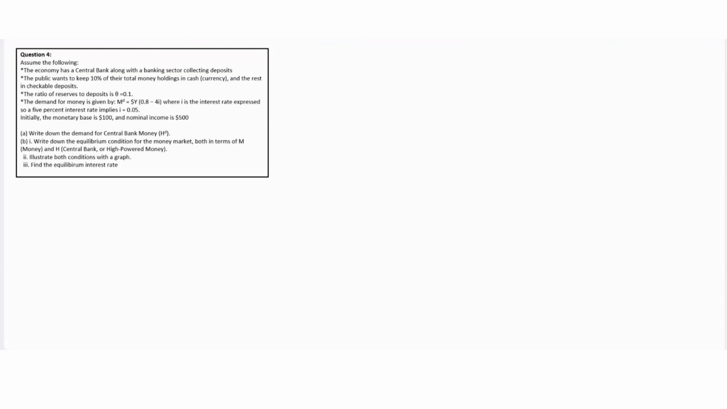Creation process. So in part one of this video, we did part A, where we found the demand for central bank money. Now we want to do part B, where we want to write down the equilibrium condition for the money market, both in terms of M, money, and H, central bank money. So let's do the first part.